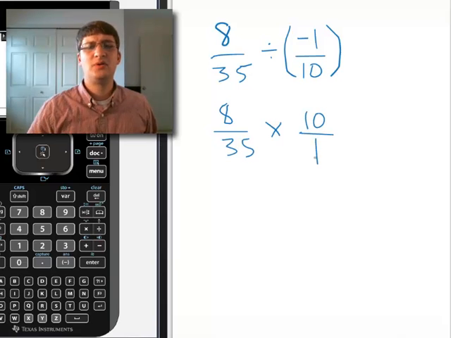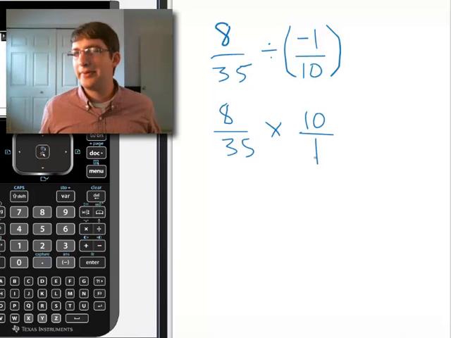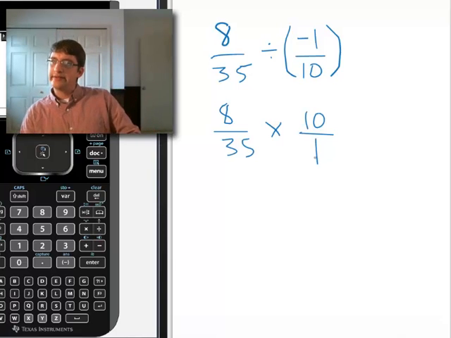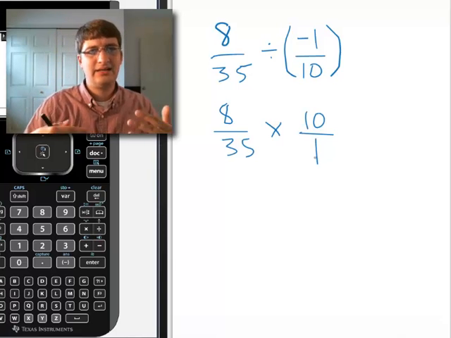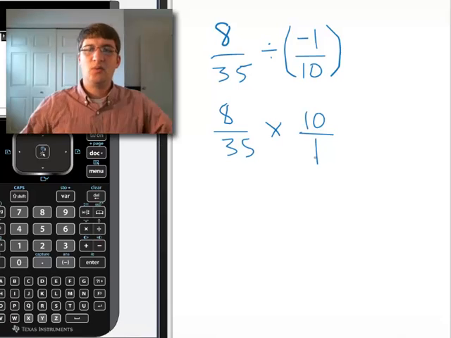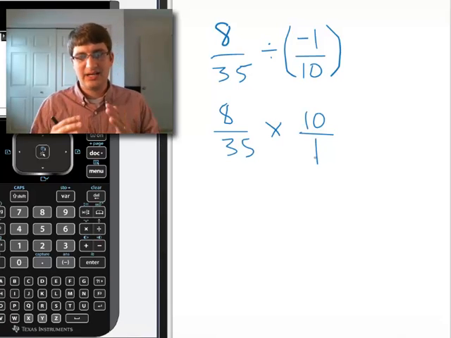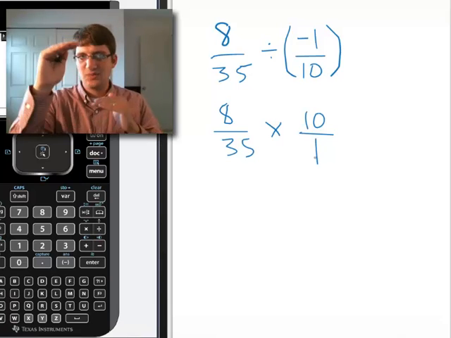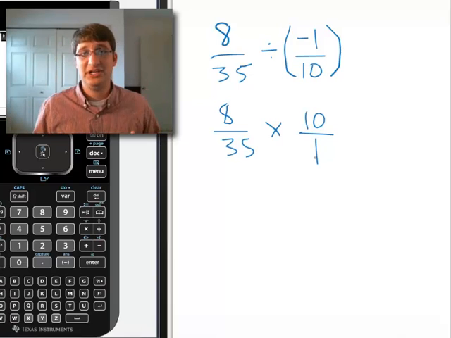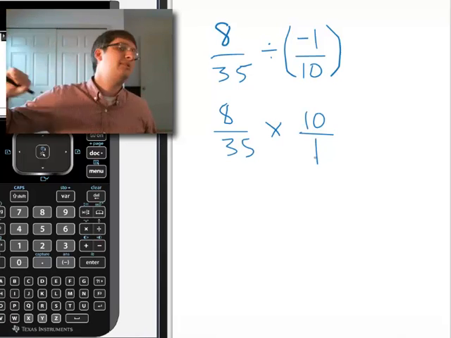Now, some people struggle with where to put the negative. Do I leave it with the 1 on the bottom? Do I leave it with the 10? It really doesn't matter. Because it's just a fraction, as long as one of the parts of the fraction has that negative sign, it will stay a negative number. What I like to do and get into the habit of doing is just leave it always with the top number.